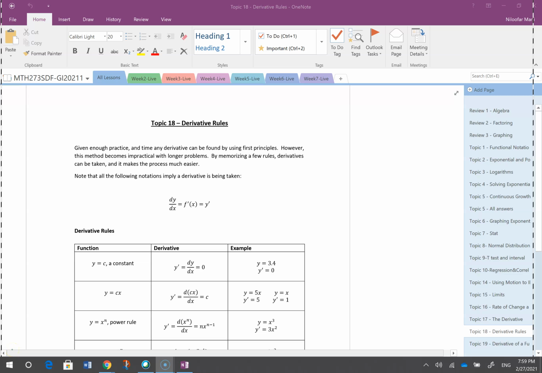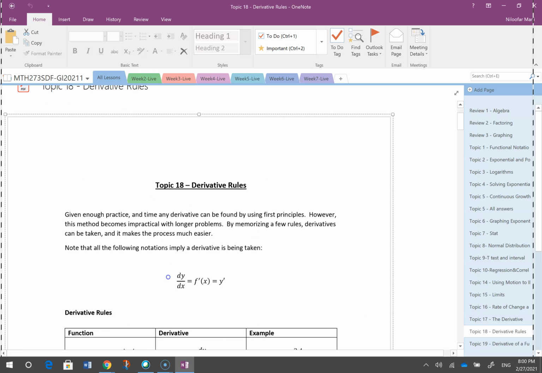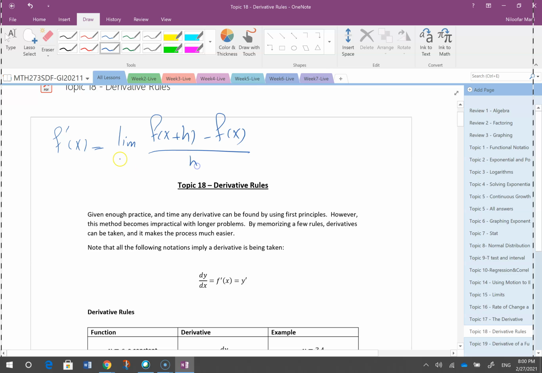I continue on topic 18 in this video, and you can see derivative rules here. So far we did derivative using first principle, using that limit. If I want to repeat it here, f prime x equals the limit of f of x plus h minus f of x, divided by h, as h goes to 0. That's derivative using first principle, or delta method.